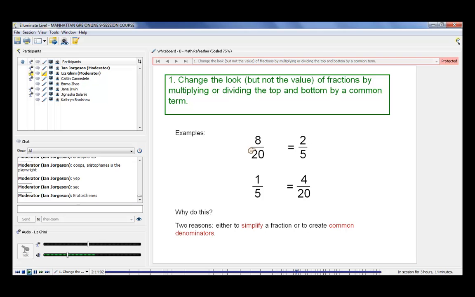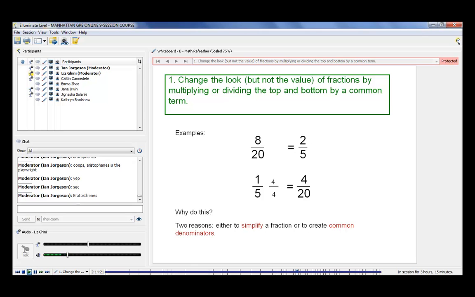You have to both be able to simplify, like turning 8/20 into 2/5, and you have to be able to find a common denominator, which often requires that you multiply a fraction. In this case, we multiplied by 4 over 4. Why is it acceptable to do this? Type it in. Tell me, why is it acceptable? I know this is boring.